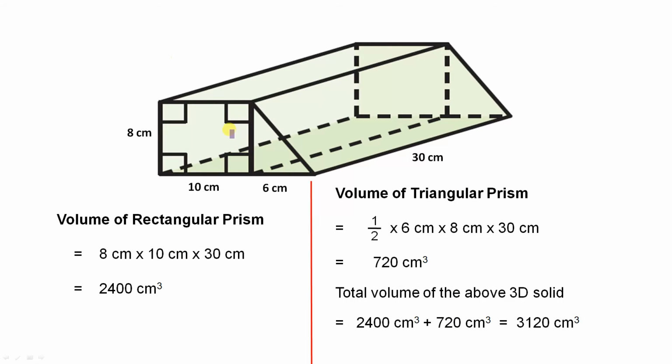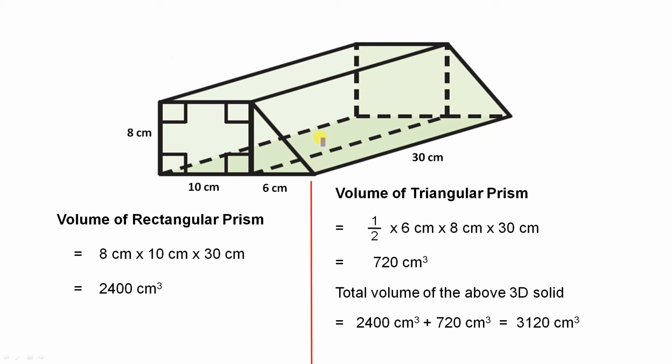This is an interesting one. Again, you can see that it's a composite type of solid because that part there is like a rectangular prism, and this part here is like a triangular prism. So if we find the volume of that and then the volume of that and we add them together, that'll give you the volume of the entire 3D object. So let's look at the rectangular prism first. That'll be 8 centimeters by 10 centimeters multiplied by the length, which is 30. So there it is there, which is 2,400 cubic centimeters.